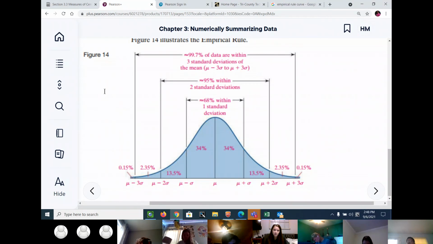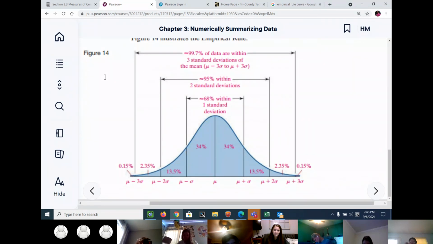Now, how did I use this thing? Well, in order to use the empirical rule, you have to have the mean and the what? And the standard deviation. Write that down. In order to use the empirical rule, you have to have the mean and the standard deviation. That's why the mean and the standard deviation is so important.